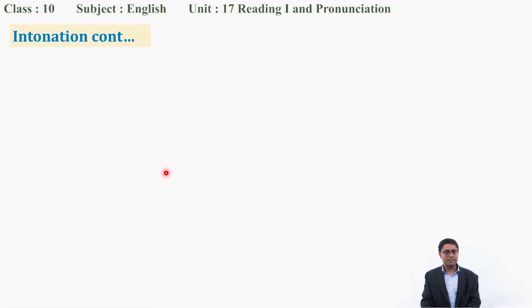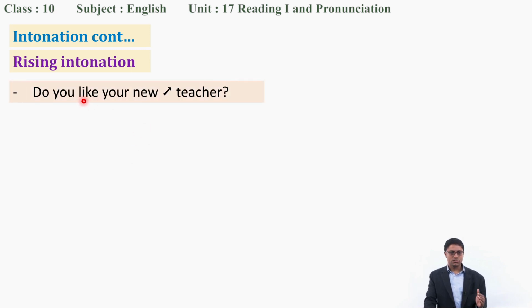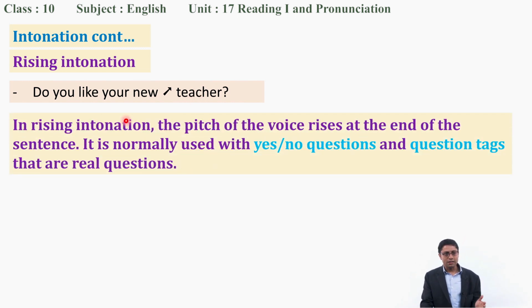Similarly, next is rising intonation. See there, do you like your new teacher? Do you like your new teacher? So the voice goes up. The arrow you can see indicates the voice is going up. So we use the rising intonation while asking yes/no questions or question tags.